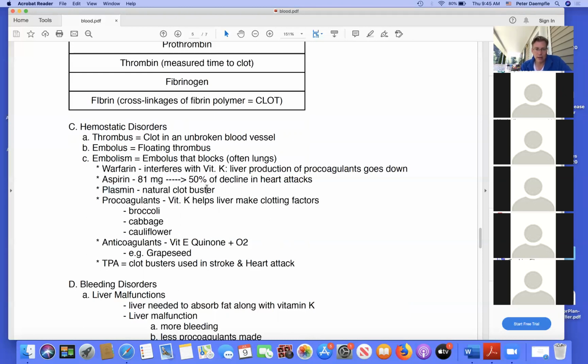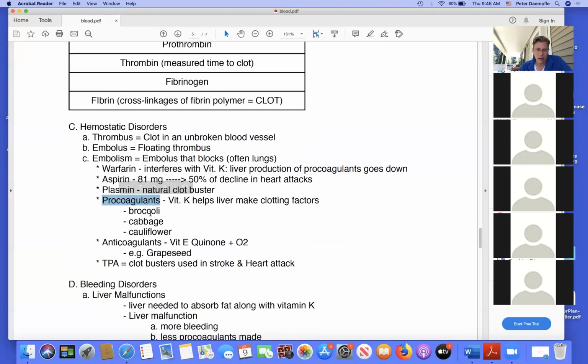Plasmin is a natural clot buster. TPA is administered during stroke and heart attack to prevent the clot from causing damage. It's an artificial tissue plasminogen activator. That means TPA is tissue plasminogen activator. You should know that term, TPA, because you're going to see it when there's a heart attack patient or a stroke patient. The administration of that very quickly, again, within the first, I think, 2 hours of the incident, helps outcomes.